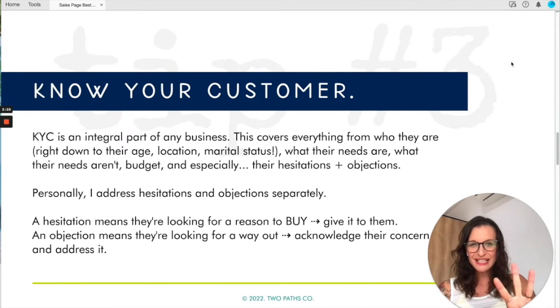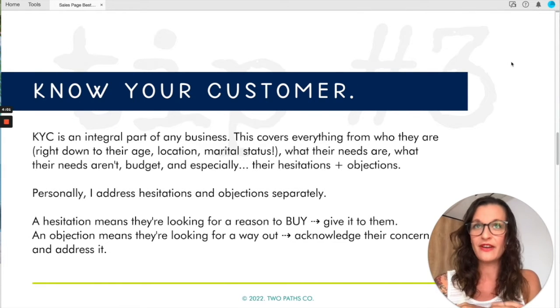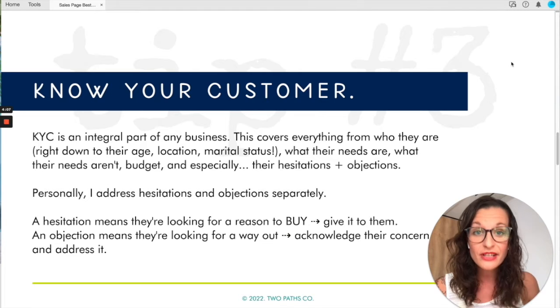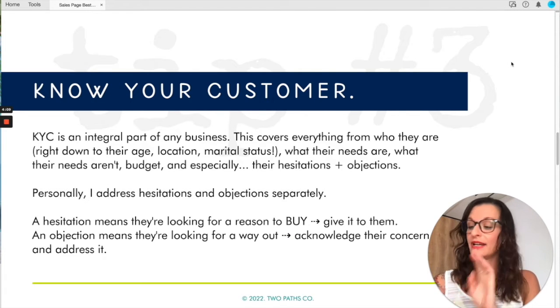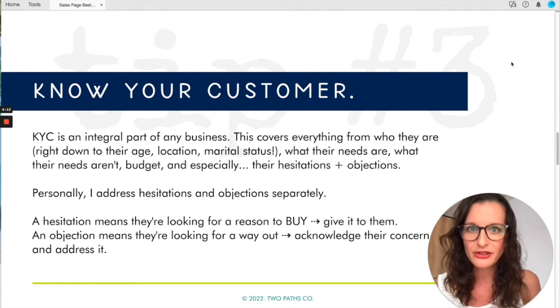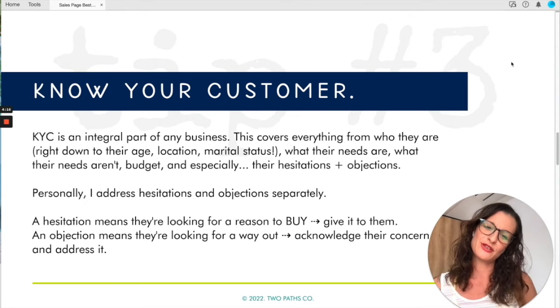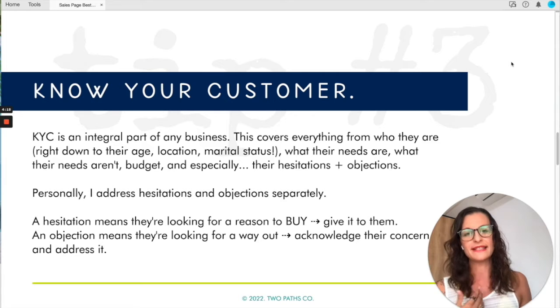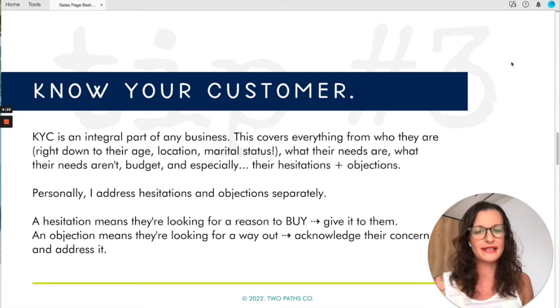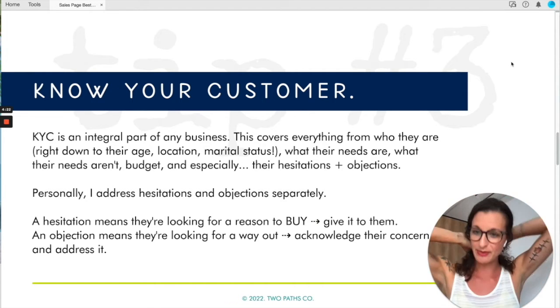Tip number 3, you've probably heard this one before if you've ever touched the corporate world. Know your customer. This is KYC. It's an integral part of any business, and it covers everything from who they are, right down to their age, their location, their marital status, what their needs are, what their needs aren't, budget, and especially their hesitations and objections. And this is what I'm going to be talking about most of all because it's the most relevant and important thing on a sales page.